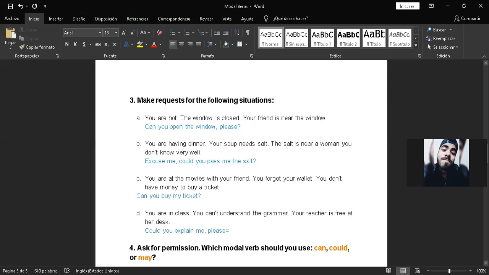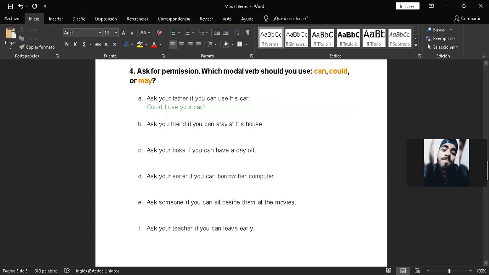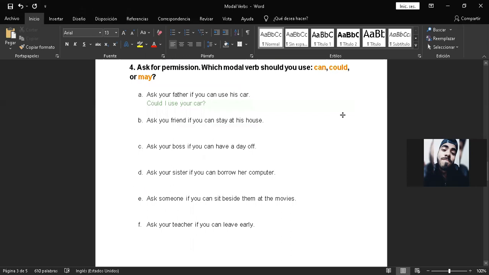Good. Now it says, ask for permission, which modal verb shall you use? Can, could, or may. For example, letter A. Ask your father if you can use his car. So, since it is your father and you're gonna ask for permission, then you should use could. Could I use your car? Okay, letter B, let's do it together. I have can, could, or may, right? It says, ask your friend if you can stay at his house. How will you ask?